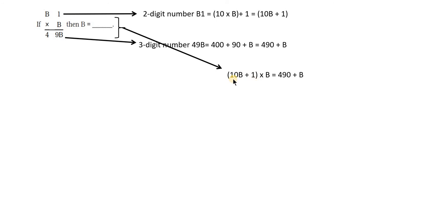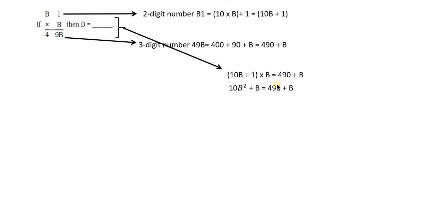So how will we do it? The left hand side is in the factorized form, a binomial multiplied by a monomial. When we write it in term form, it will become 10b into b, 10b square, and 1 into b, so plus b will come. On the right hand side, the same thing, 490 plus b is there. Now it is an equation with both sides in term form.